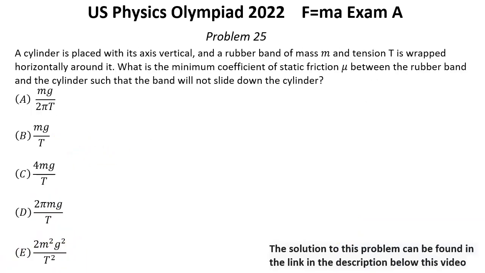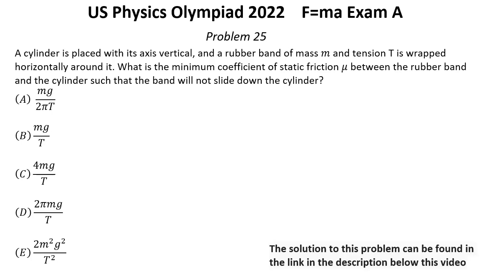Problem number 25. A cylinder is placed with its axis vertical, and a rubber band of mass M and tension T is wrapped horizontally around it. What is the minimum coefficient of static friction μ between the rubber band and the cylinder such that the band will not slide down the cylinder? Solution for problem number 25.